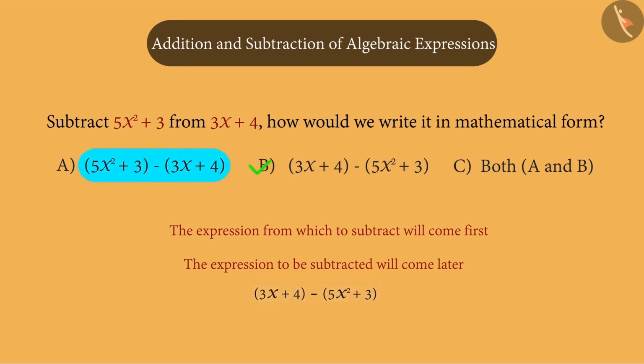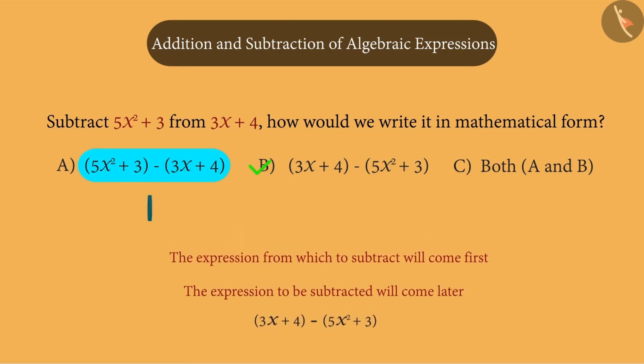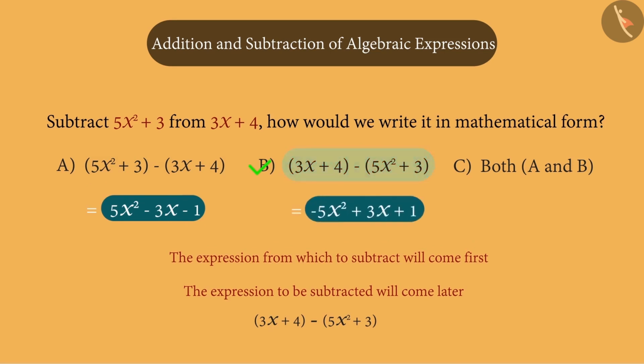After simplifying the expression of option A, we will get this result. After simplifying the expression of option B, we get this result. We can see that the two expressions are different. Then, option C cannot be the right answer. Hence, option B is the correct answer and not option A or option C.